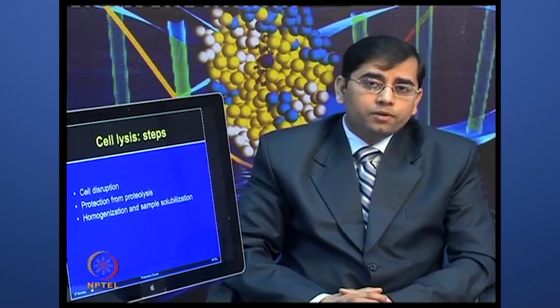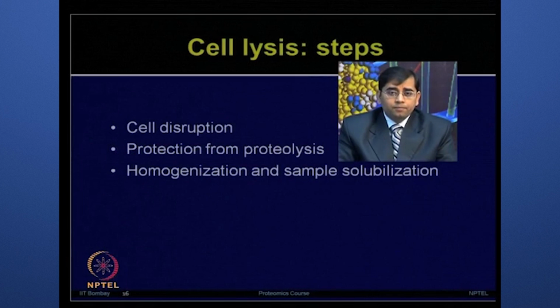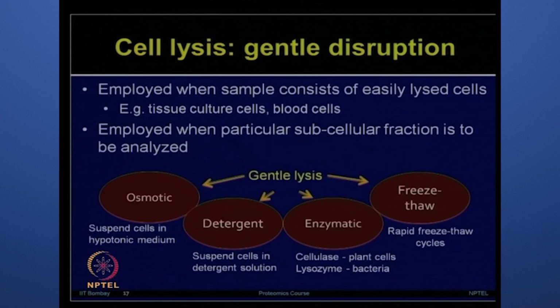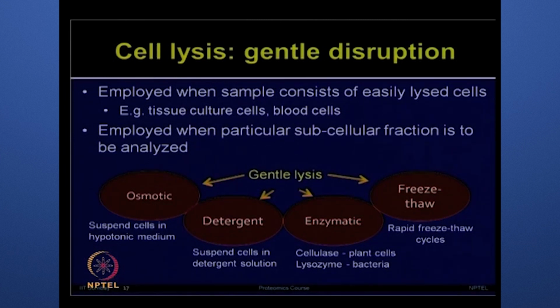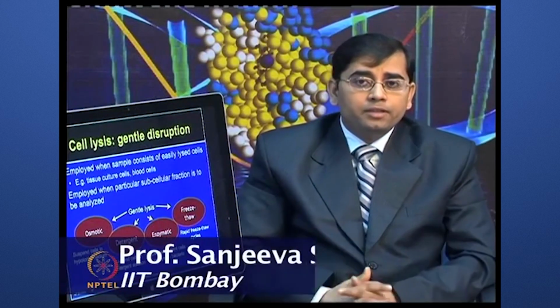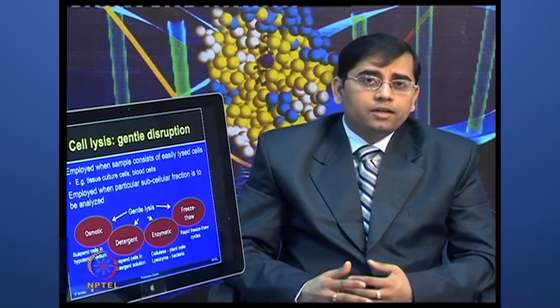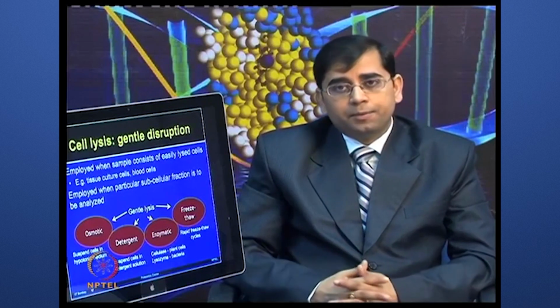Different steps are involved in cell lysis. You need to disrupt the cell, protect from proteolysis during the lysis step, and homogenize and solubilize your sample. I will describe all of this in more detail. So, cell lysis can be performed in a gentle way or in harsh conditions, depending upon the type of cells you want to disrupt. When you are employing a gentle disruption method, it should be efficient enough to break open all the cellular components. If you are looking at cell types which can be easily lysed, such as blood cells or culture cells, then you can use gentle disruption methods.